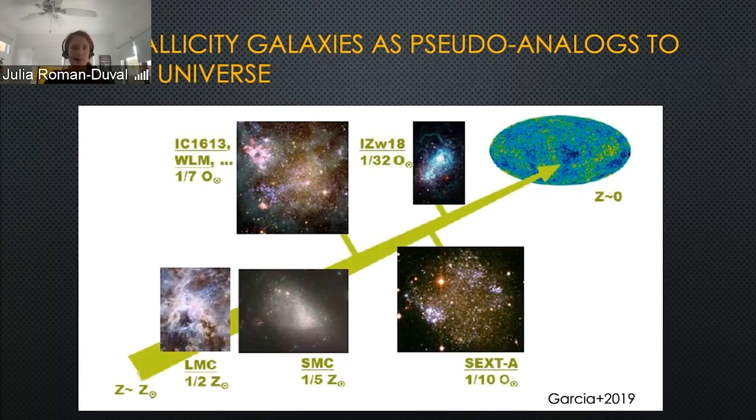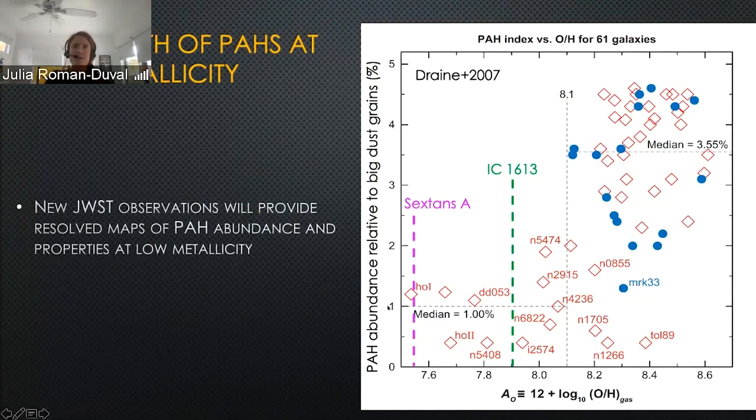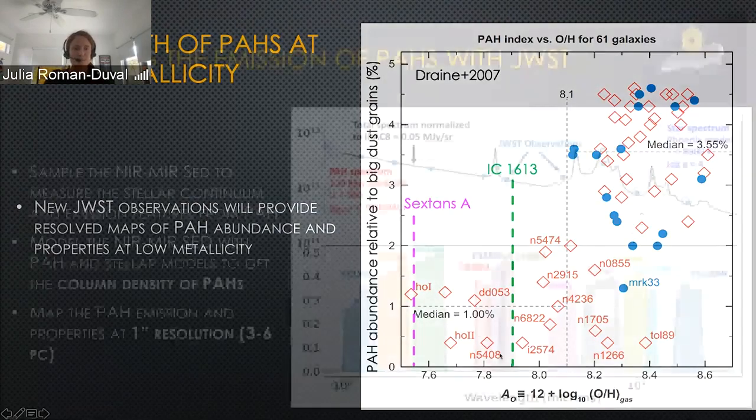And so here's this plot again showing the abundance of those PAH molecules on the y-axis as a function of the metal content of galaxies. And this is where our two target galaxies fall. So IC 1613 at 15% solar metallicity, and about half of that for Sextans A, 8% solar metallicity. So we'll really be probing the metallicity regime that is of interest, where we have very low PAH abundance for a reason that we do not understand.